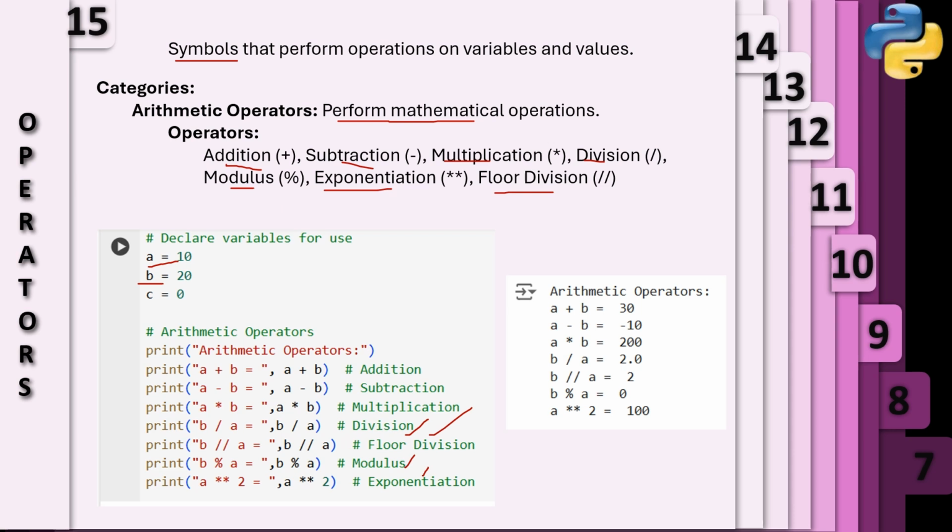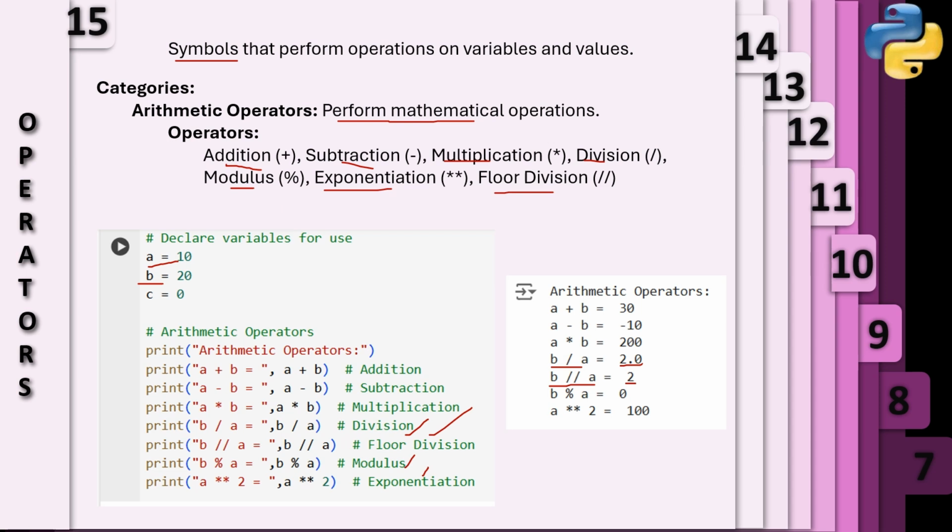Division divides the first operand by the second and returns the quotient. In this example, as we can see, 20 is divided by 10 and we get the quotient 2, and it will be in the format of float. Coming to float division, it also does the same, but it returns the largest integer less than or equal to the result. For example, if we consider the result is 3.5, it will give the result 3, and the result should be an integer only.